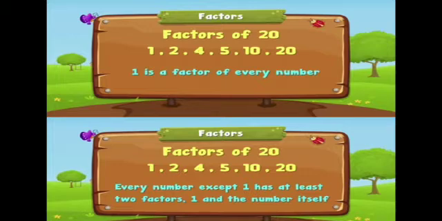Look, we can say 1 is the factor of every number. If you take any number, 1 will be a factor of that number. Every number except 1 has at least 2 factors, 1 and the number itself. 1 is the factor of all numbers and that number itself is also a factor of that number.